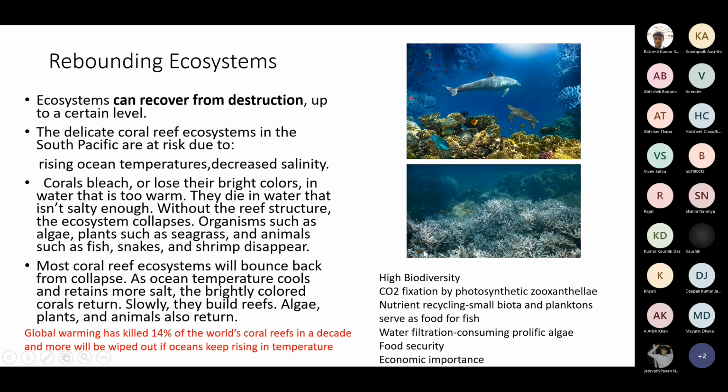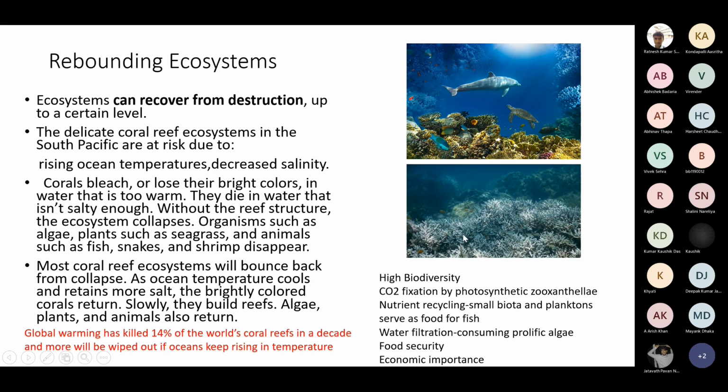However, this kind of a system has an ability to bounce back, which is not the capacity of the other ecosystems. And you may wonder as to what is the importance of these coral reefs. So some points are listed here.